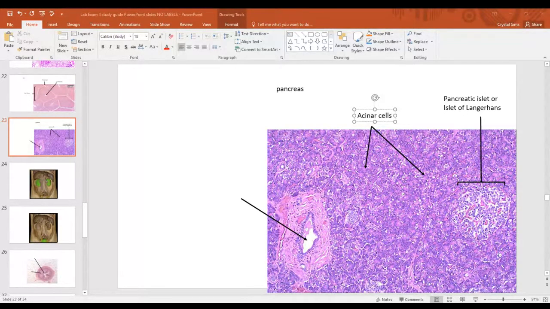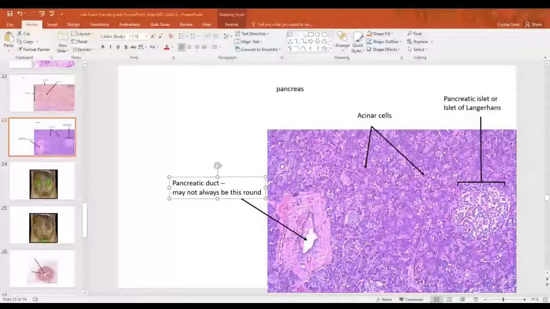All right, what are all of the other cells that surround our islets? Yes, correct, acinar cells. So all of these little clusters of cells that are going to be around the islet are the acinar cells.